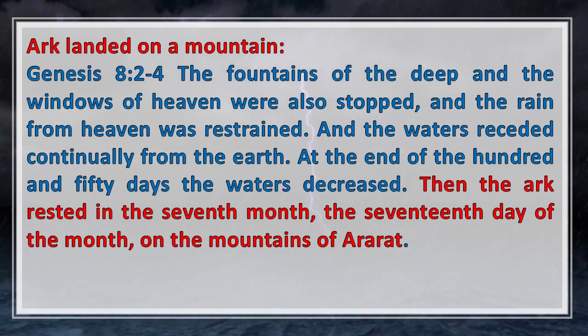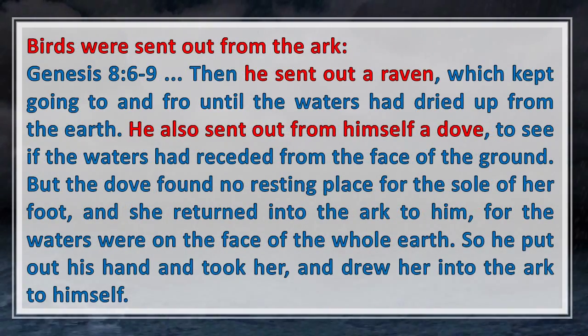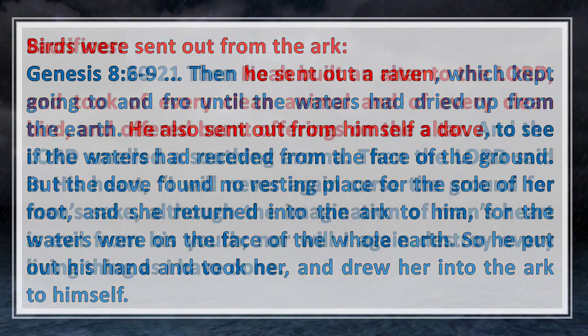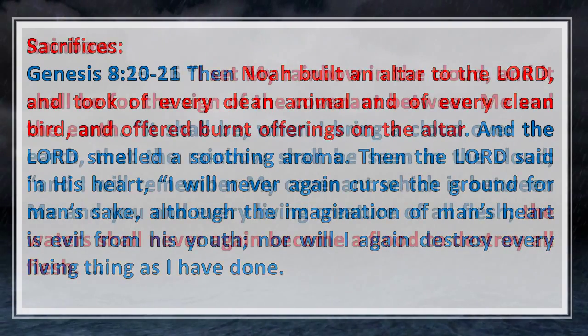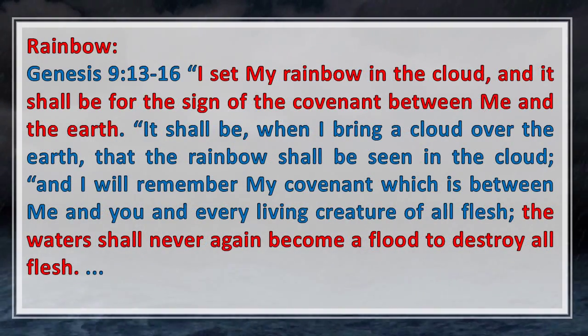The Bible then recounts that Noah sent out birds from the ark to look for dry ground. And at first, the dove found no resting place for the sole of her foot. So she returned into the ark to Noah, since the waters were still on the face of the whole earth. The Bible also tells us that Noah built an altar to the Lord and offered clean animal sacrifices to the Lord with burnt offerings. And God made a covenant with the earth and its inhabitants and signified that covenant with the rainbow.